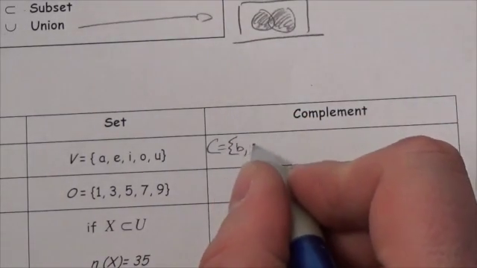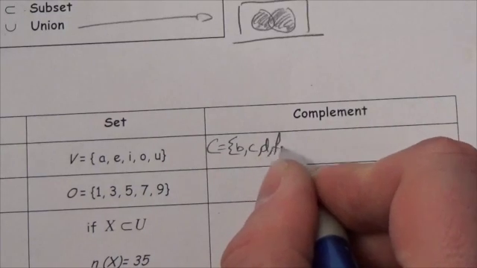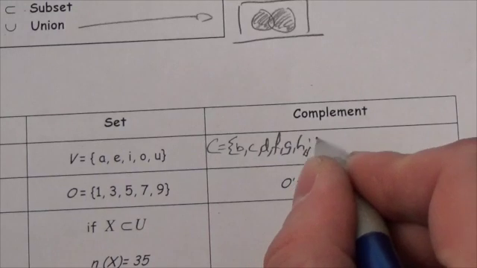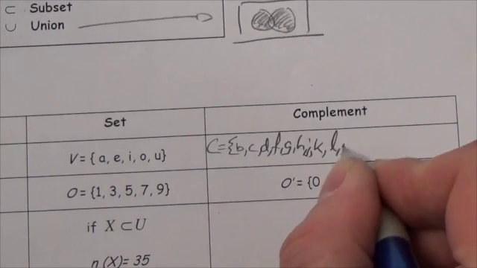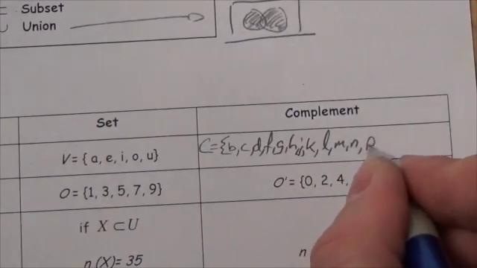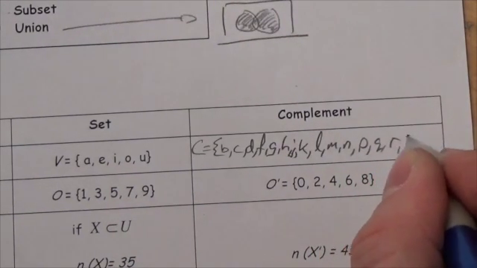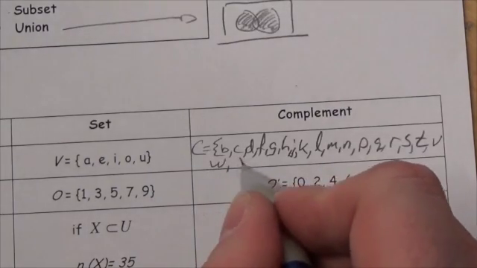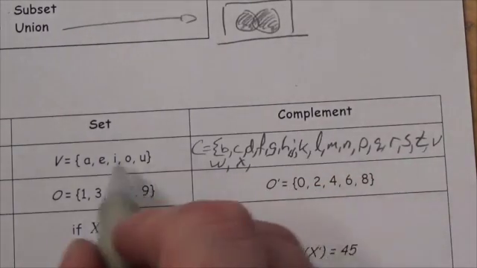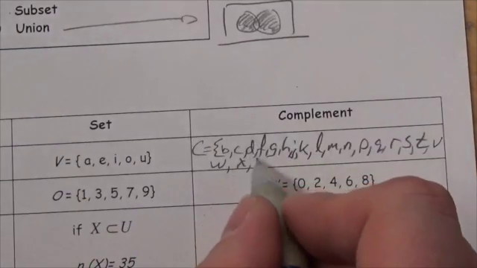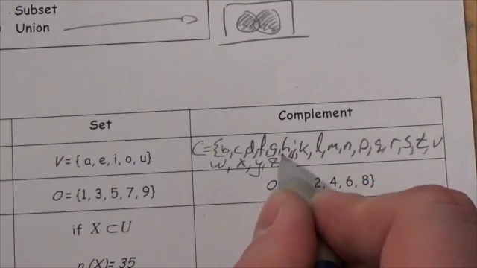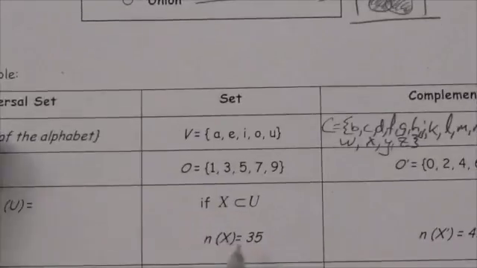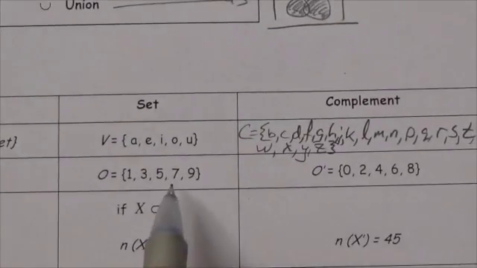So A, B, C, D, E, F, G, H, not I, J, K, L, M, N, not O, P, Q, R, S, T, not U, V, W, X. Now Y, that's interesting. Well, it doesn't show up over here, so we're going to throw it in the complement here, Y and then Z. And there you go. So all of the consonants. There. This next one here is wanting us to identify the universal set.